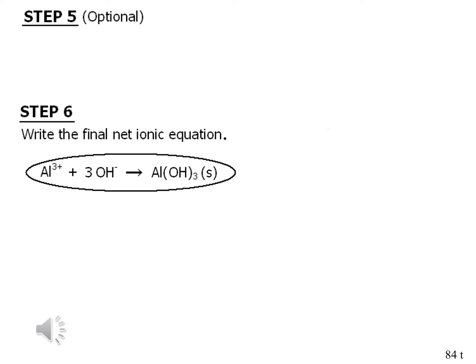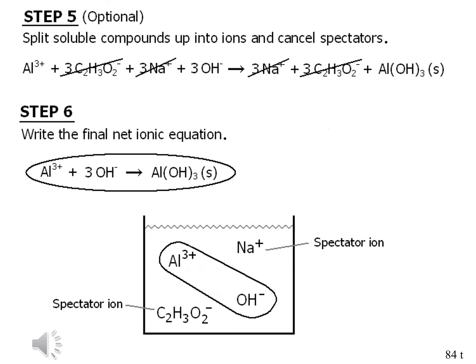It is possible to do this by splitting. I don't want to go over that in detail, but I am going to show you that it does work, and you're going to end up crossing out the spectators and getting the correct net ionic. So at the top of the page here, I show that you do get the net ionic equation if you split apart and cross out the sodium and the acetate. Now, the whole first half of class is really summarized by that picture at the bottom of the page.